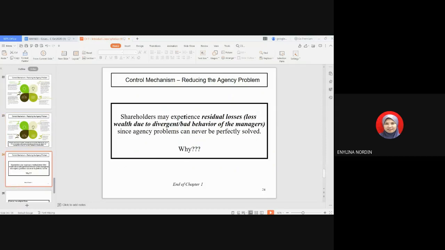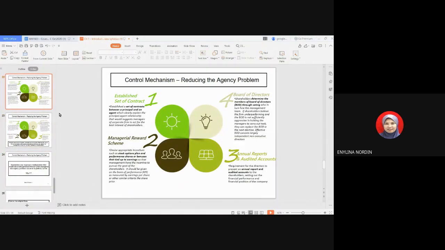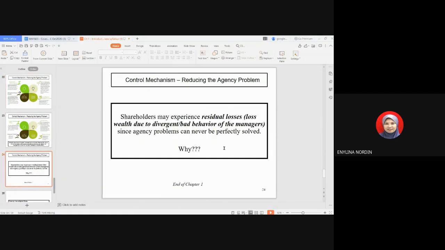Right. However, the control mechanism that we execute here, that can be executed by the shareholders, cannot be used to eliminate totally the agency problem. We can only minimize the agency problem. Okay. Why is that? The reason is that maybe we are dealing with human beings.